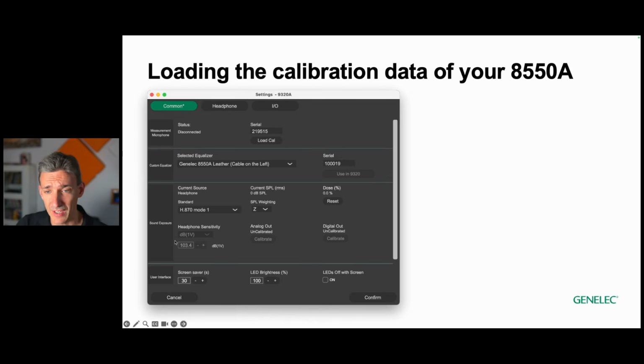And then, of course, the 9320 also knows the sensitivity of the headphones, which makes it easier to align the levels, so that you can be sure that if you compare between speakers and headphones, the level is identical.